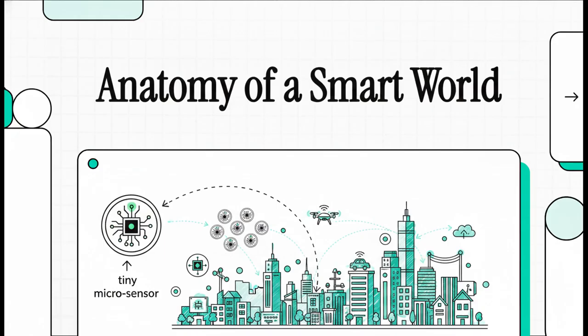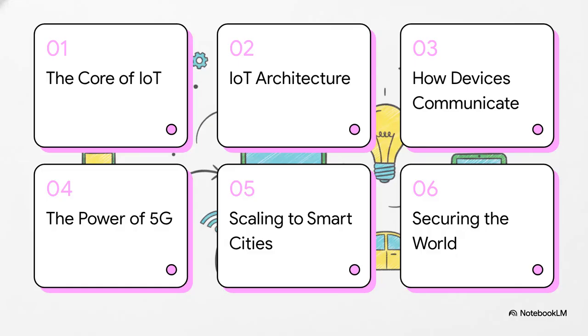And honestly, by the time we're done here, you're going to look at the physical world around you in a completely different way. Here's our roadmap for today. We'll be covering 1. The core of IoT, 2. IoT architecture explained, 3. How devices communicate, 4. The power of 5G, 5. Scaling to smart cities, and finally, 6. Securing the connected world. Let's get to it.